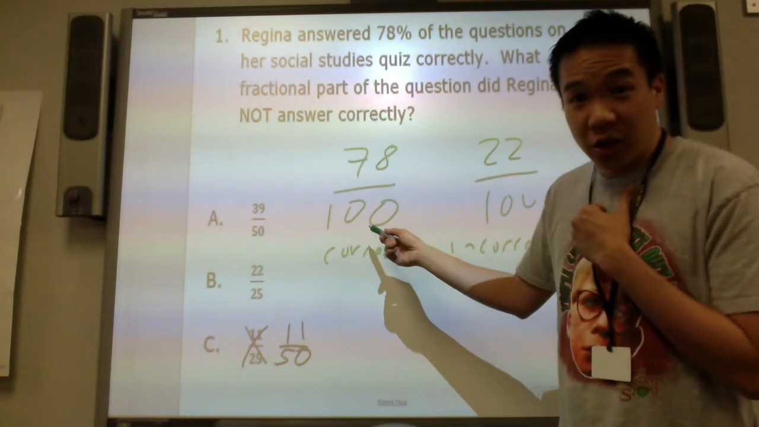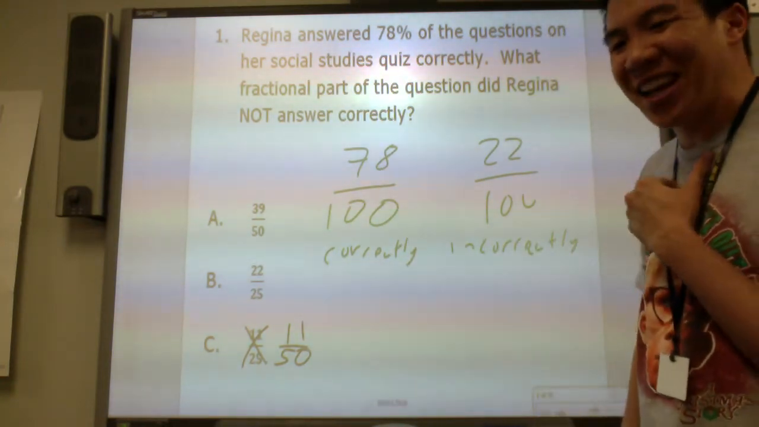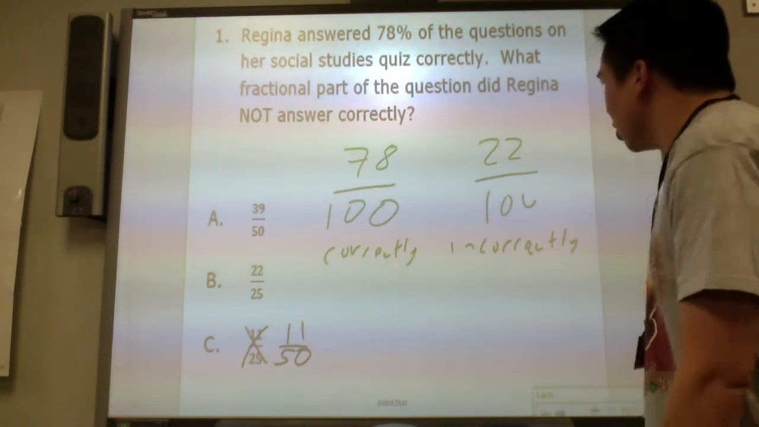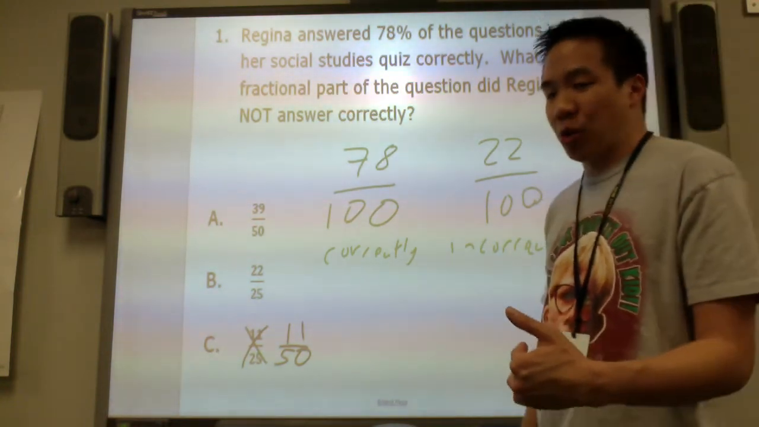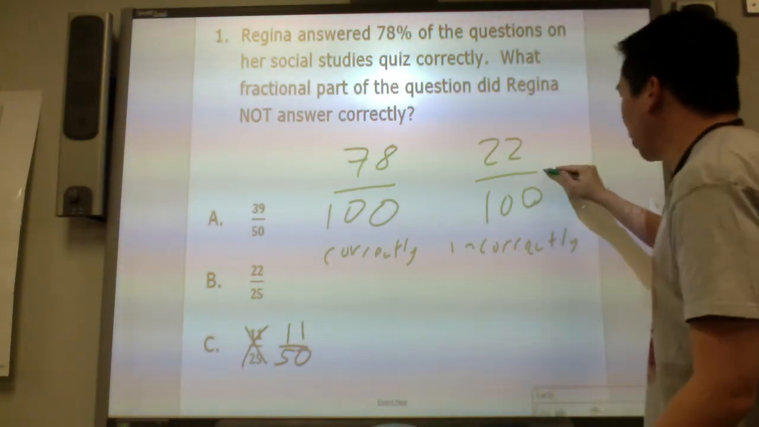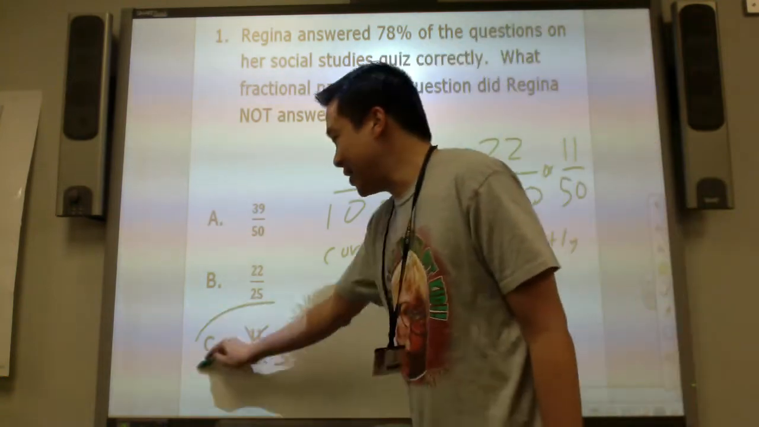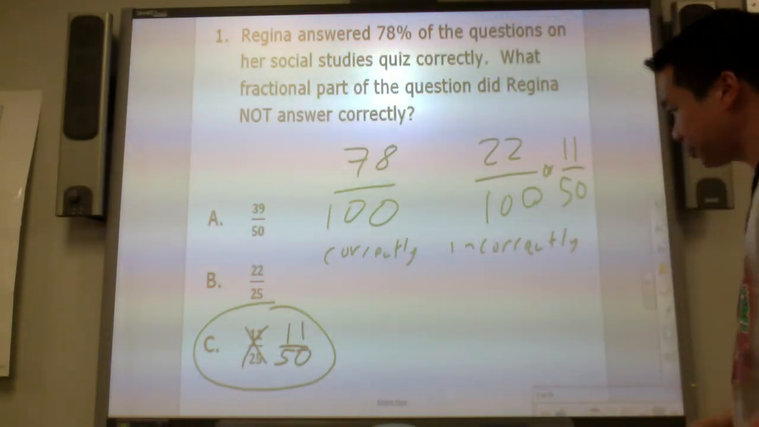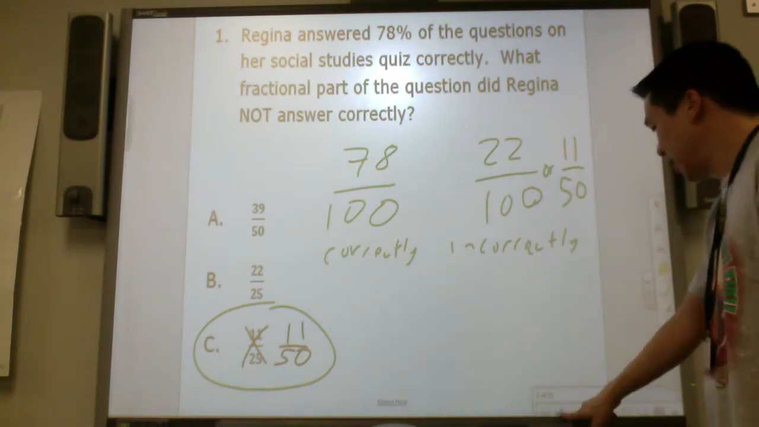You might say, how did he get this so quickly? Well, I know there are 100 questions. She answered 78 correctly, so 100 minus 78 is 22 questions. So that means she would have answered 22 questions incorrectly out of 100. Another way to break that down is 11/50ths. Hence, the answer is C. 22% is the same as saying 11/50ths.